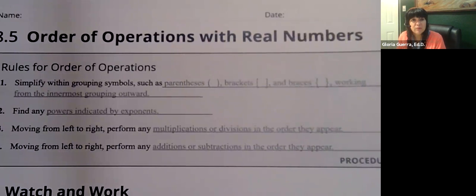They say simplify within grouping symbols, and examples of grouping symbols are parentheses, brackets, braces, and then it says working from the innermost grouping outward. Okay. So that's if you have embedded grouping symbols inside grouping symbols. You work from your innermost and then you work your way out.